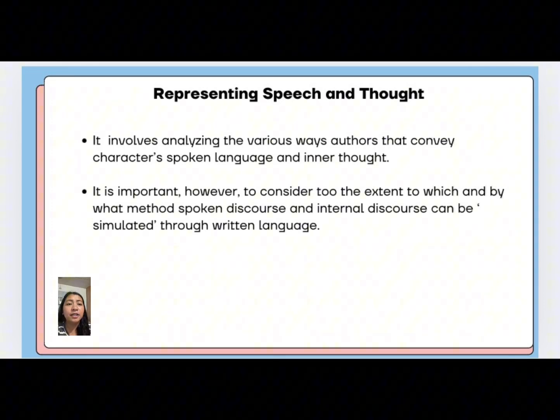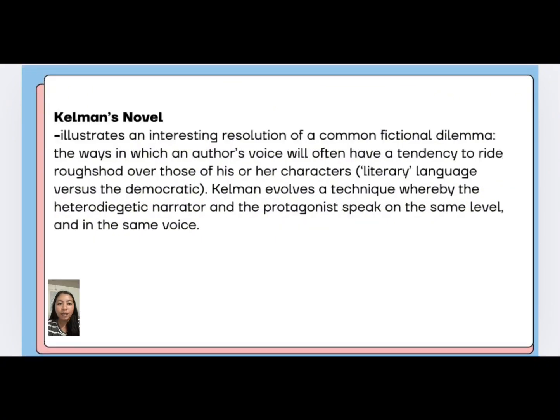In literary and linguistic analysis, speech refers to verbal utterances made by characters, while thought refers to the inner mental processes of those characters, often represented as a form of internal dialogue or consciousness. According to Kelman, his novel illustrates an interesting resolution of a common fictional dilemma, the ways in which an author's voice will often have a tendency to ride roughshod over those of his or her characters, literary language versus the democratic.